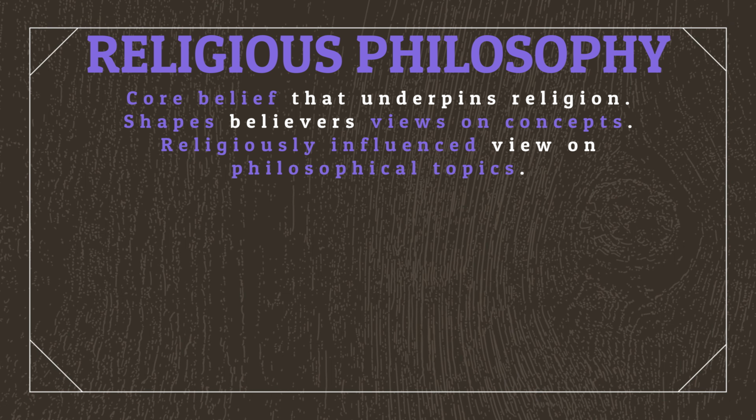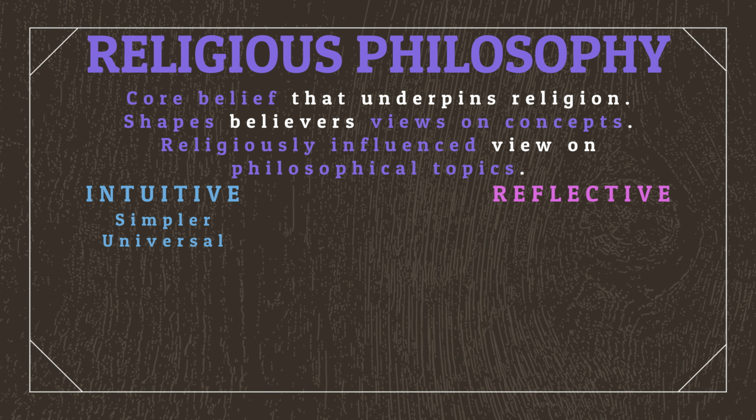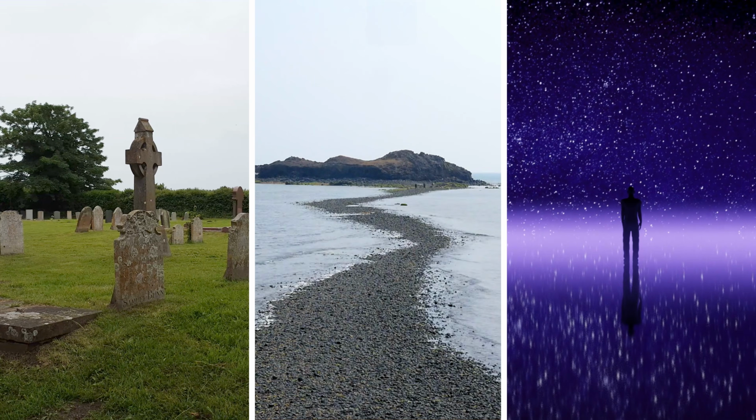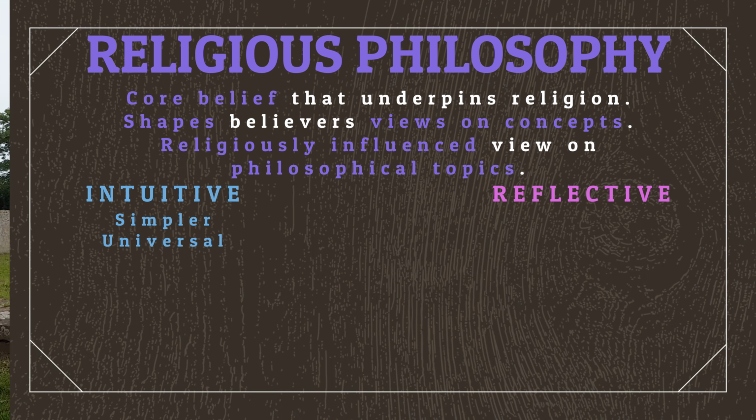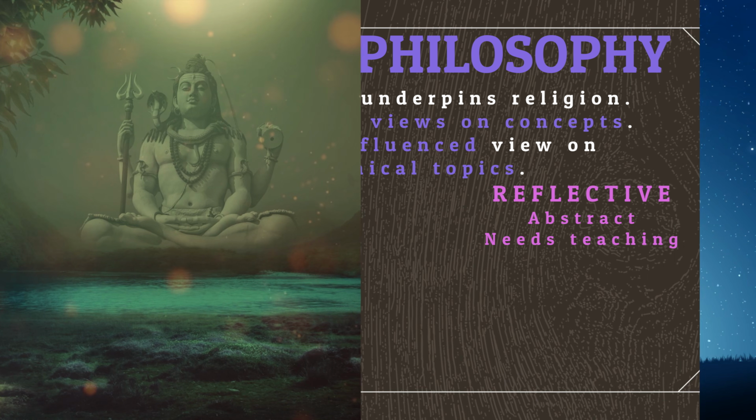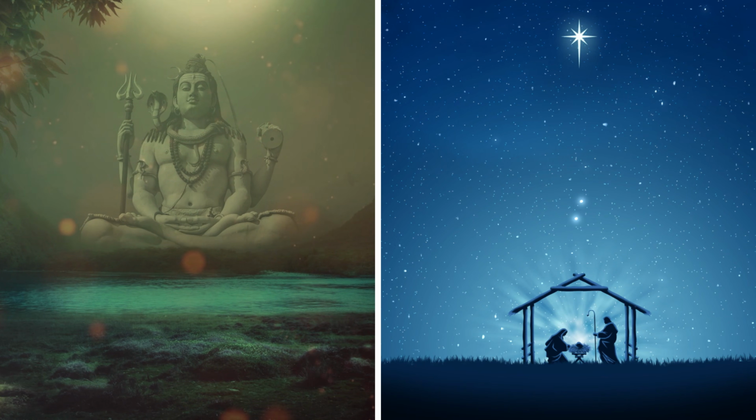Religious philosophies are split into two categories, intuitive and reflective, where an intuitive religious philosophy refers to a concept that is easy to conceptualize without teaching, and is cross-culturally ubiquitous, such as beliefs concerning the afterlife, miracles, or the supernatural, while a reflective religious philosophy refers to a concept that is more abstract and is likely to need to be taught in order to be understood, such as karma or divine providence.